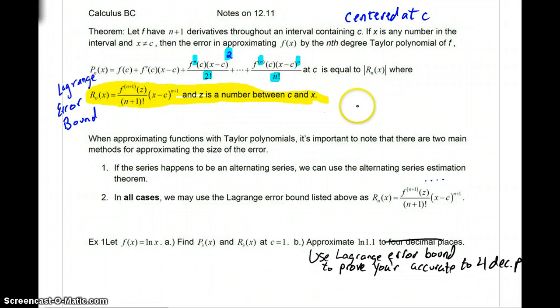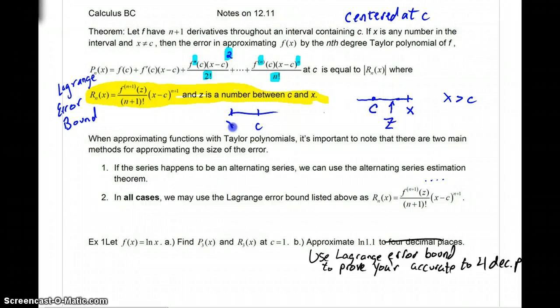z is a number between c and x, and I want to show you that there are a couple of possibilities. We might be centered here at c. Perhaps the x value that we would like to approximate, let's just say that x is greater than c, that is, your x value would be to the right of c. z would be some value between c and x. You could see that it would be larger than c here, but it would be less than x.